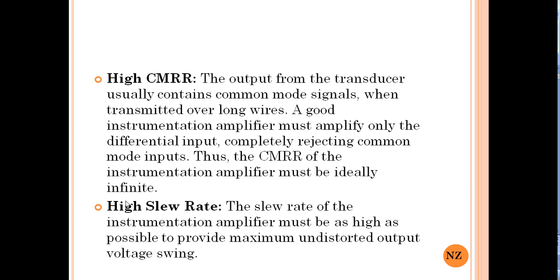And then we have high slew rate. The slew rate of the instrumentation amplifier must also be as high as possible in order to avoid any kind of distortion present in the signal. It requires a high slew rate in order to reduce the distortion and produce an undistorted output voltage swing.